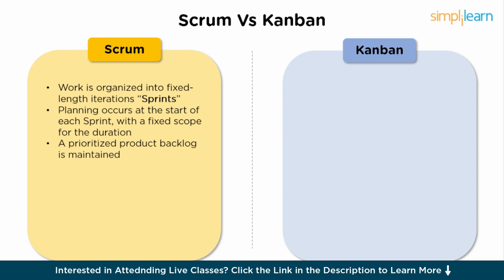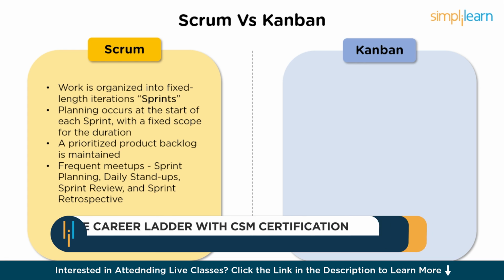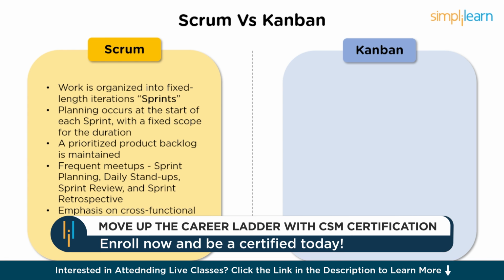A prioritized product backlog is maintained and items are chosen for each sprint based on priority and capacity. Specific ceremonies like sprint planning, daily stand-up, sprint review, and sprint retrospectives are integral. Scrum emphasizes cross-functional teams where members can assume different roles.